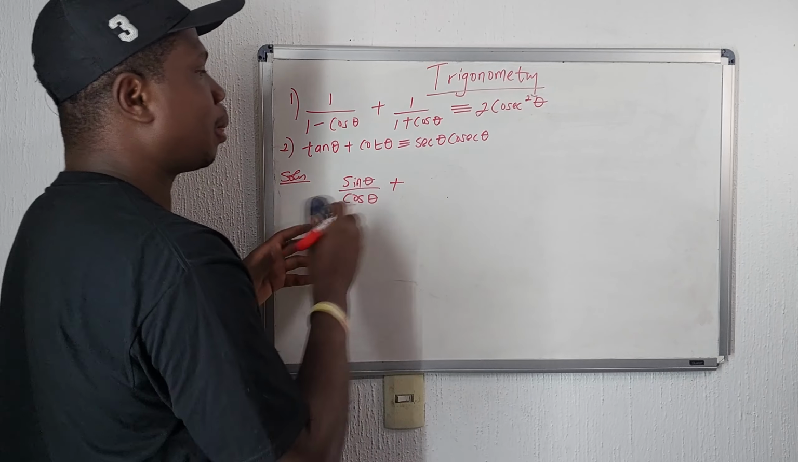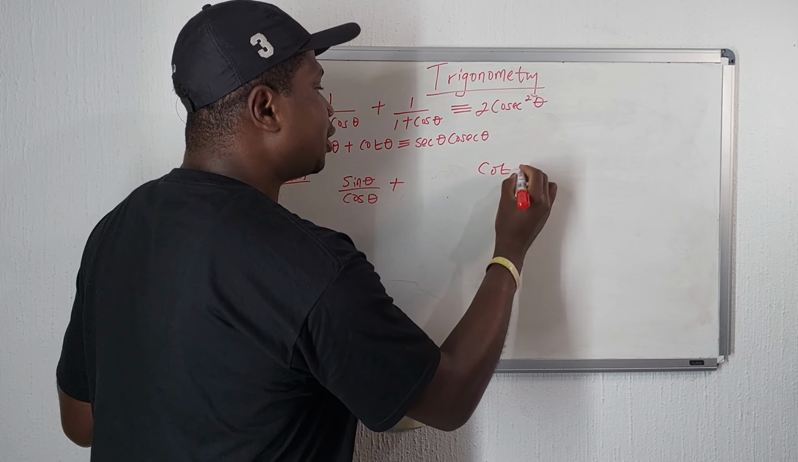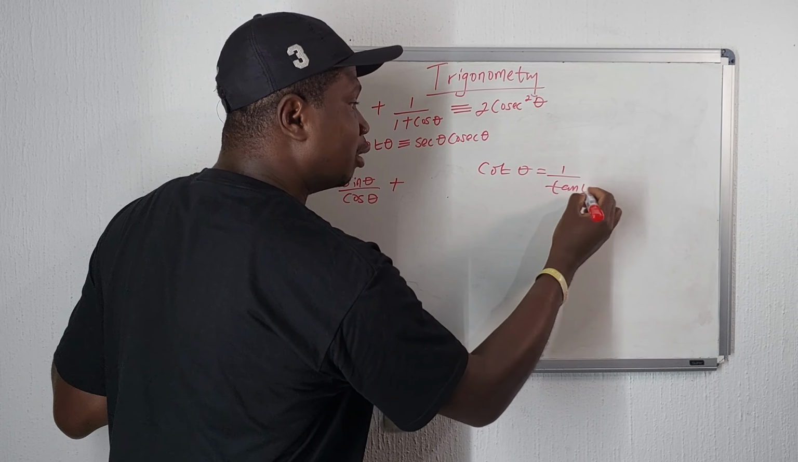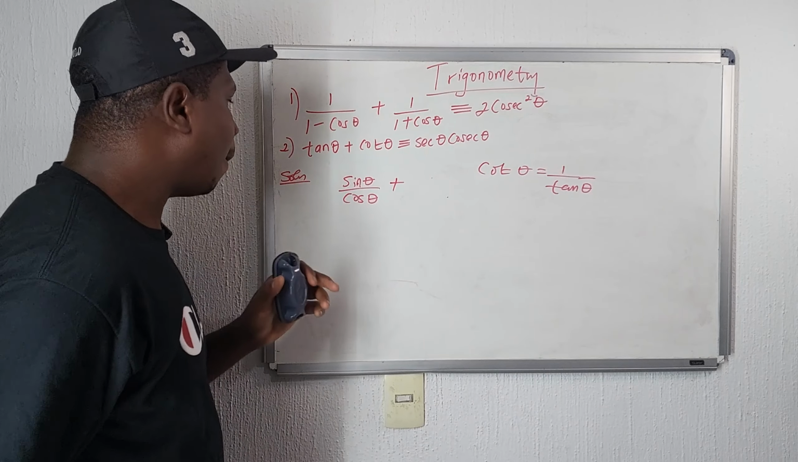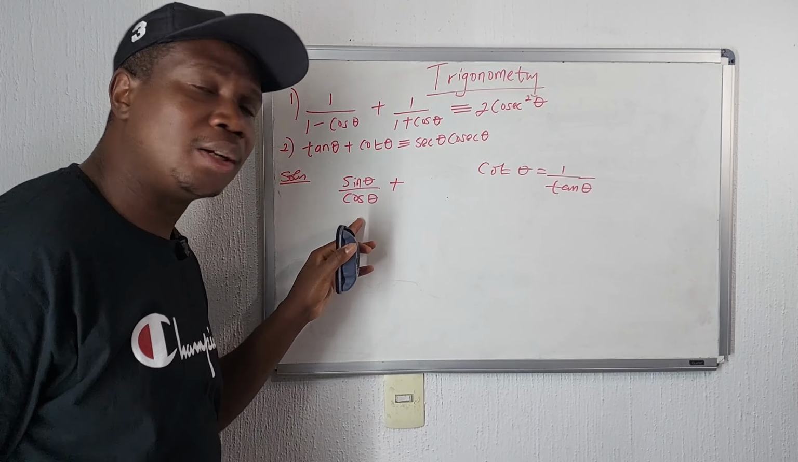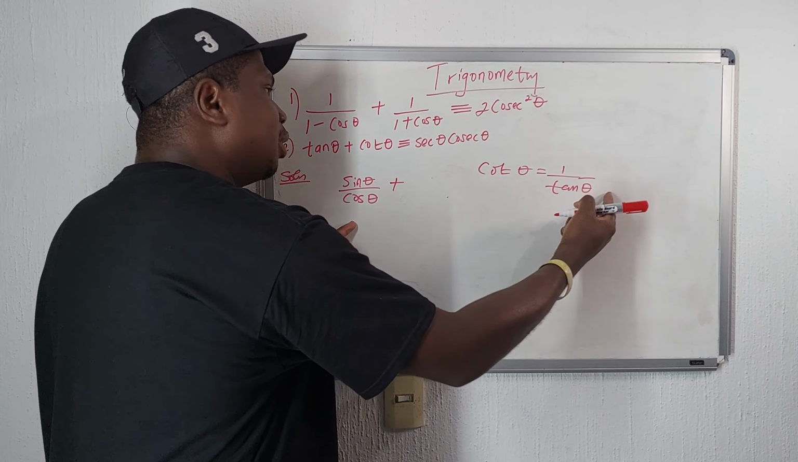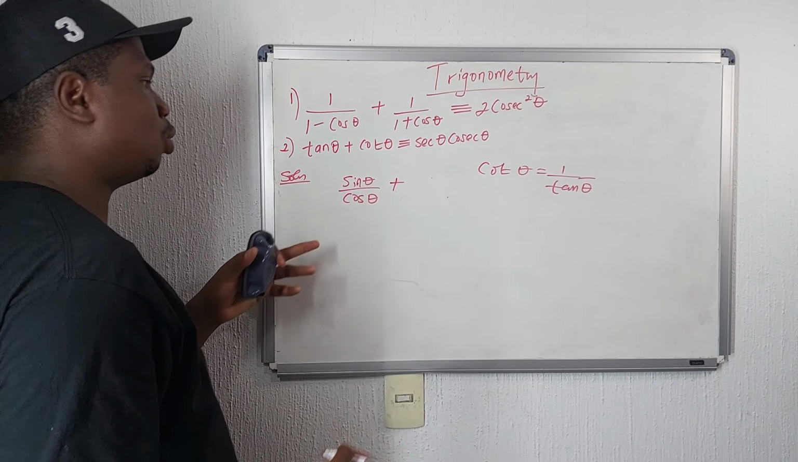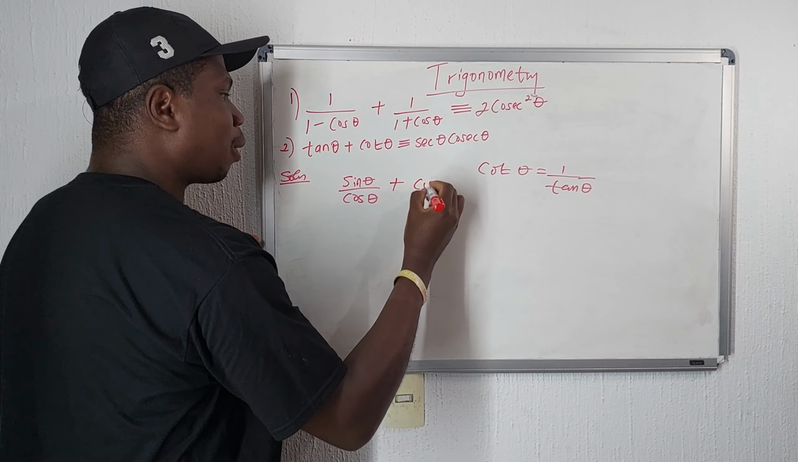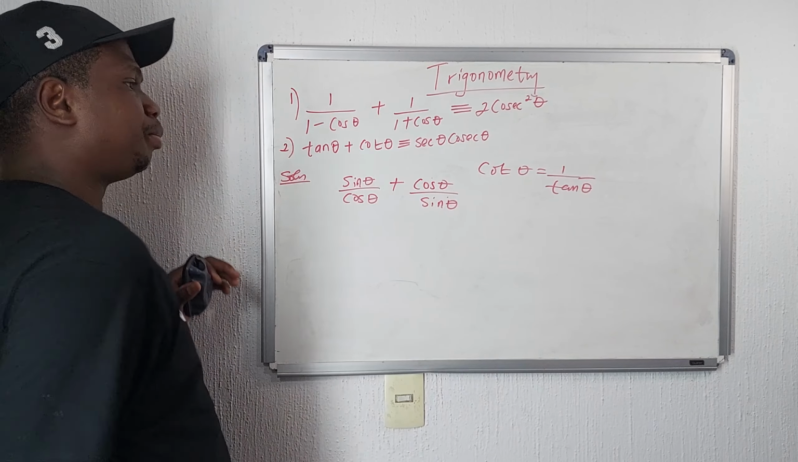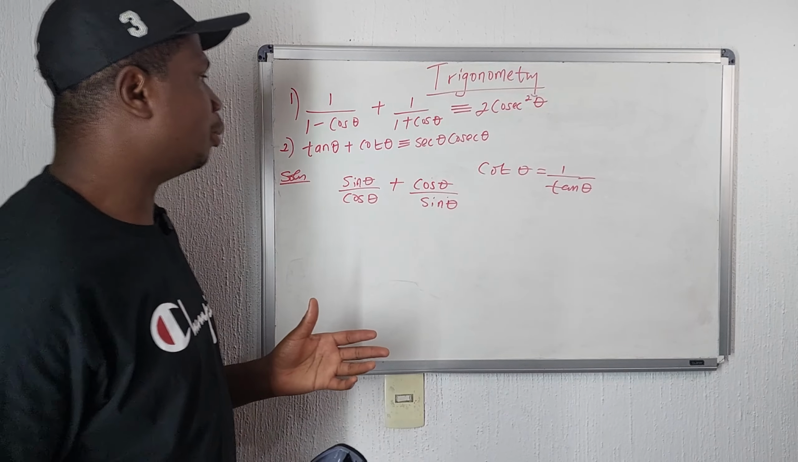We know that cotangent of theta is 1 over tangent of theta. But tangent of theta is sine theta over cos theta. So if you take the reciprocal of this one, it means that you have to also invert this one too. So which is cos theta over sine theta. Hope you follow what I'm doing.